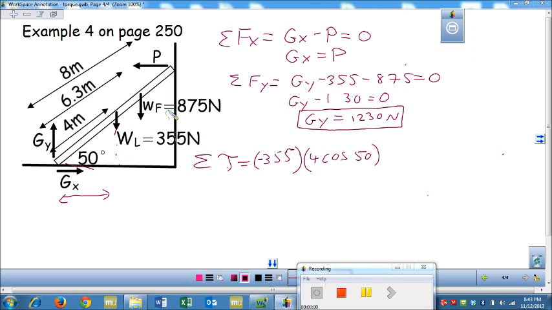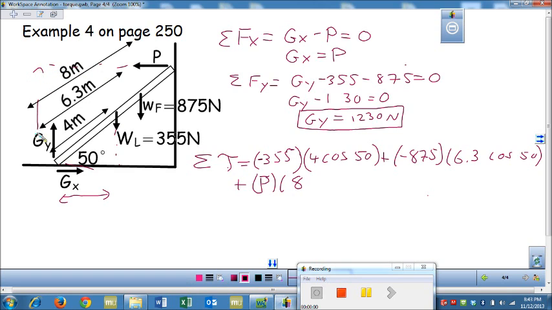Then we have another negative torque here from the fireman. So that's plus negative 875 times 6.3, and once again it's cosine 50. Plus the torque from P, the force from the wall. So that's P times 8. Now here's where it gets tricky, because if you extend P across, the distance we're looking for is the height of P, the perpendicular distance to P from this point here. You can see we've got this right triangle with 8 and 50 degrees. We're looking for the opposite, this height here. So that's going to be sine of 50. And of course that all equals 0.